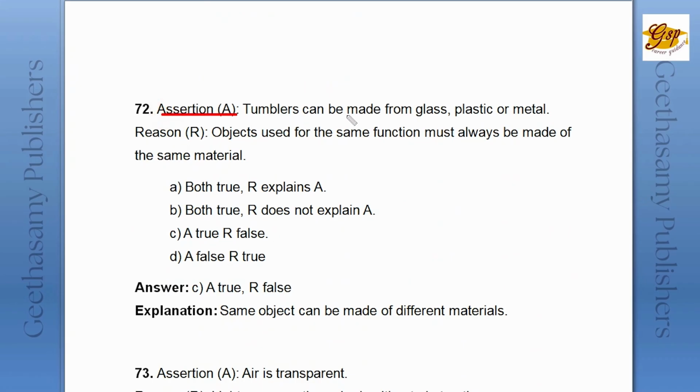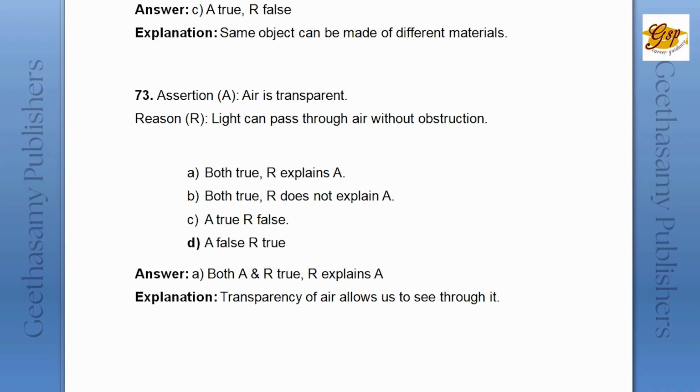Assertion: Tumblers can be made from glass, plastic and metal. Reason: Objects used for the same function must always be made of the same material. Both are true and R explains A, both are true but R does not explain A, A true and R false, A false and R true. The answer is A is true and R is false. So the same object can be made from different materials. That's true. Then 73rd question.